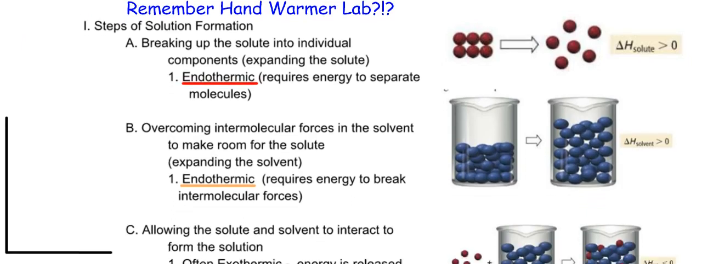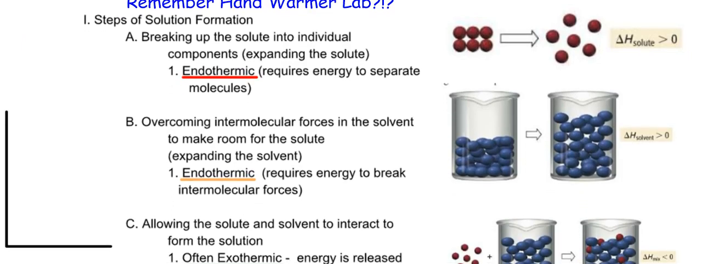So I wrote, remember the steps, all right? I alluded to this in the last section, okay? The steps of solution formation. So the first thing you need to think about is breaking up the solute into individual components. Whether they are polar or ionic or nonpolar, there's still an attraction, because they're solids. There has to be attractions if they're solids, okay? So what we need to do is break apart those attractions. So that is endothermic. It requires energy.